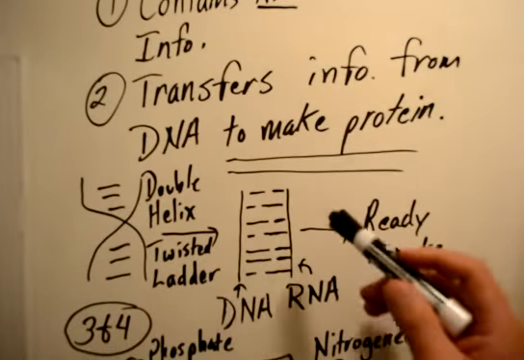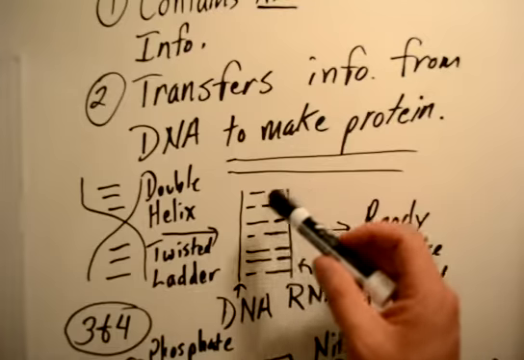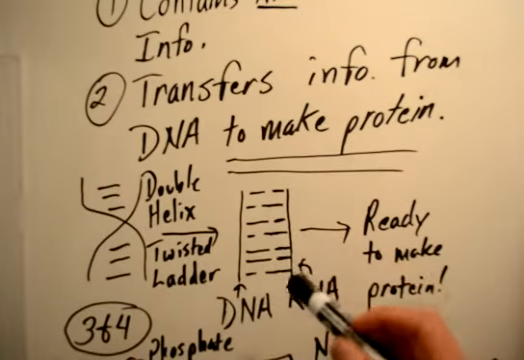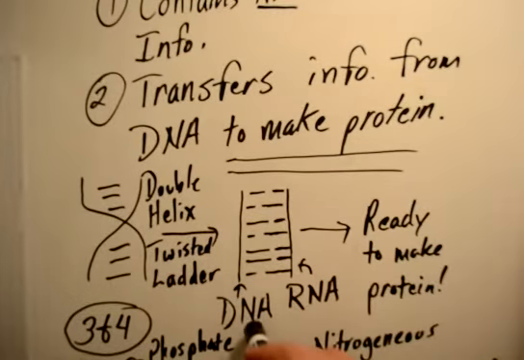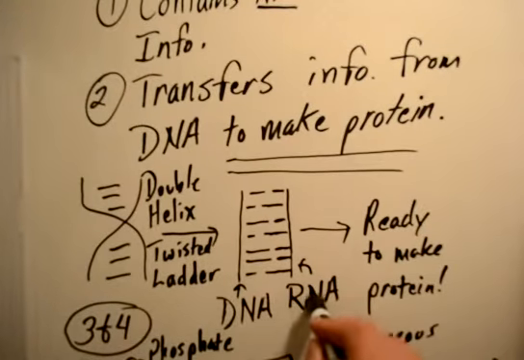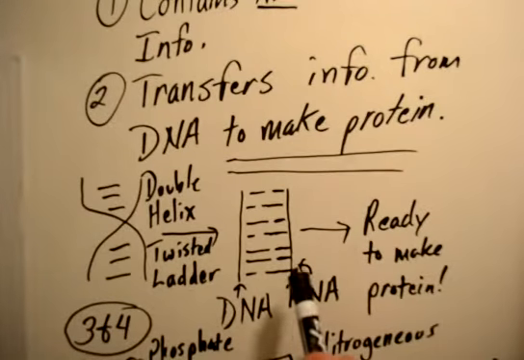So this all happens in the nucleus, and the RNA copies the DNA so that all the information that DNA needs in order to make product is now going to be carried by RNA. So that RNA is going to be ready to make protein.